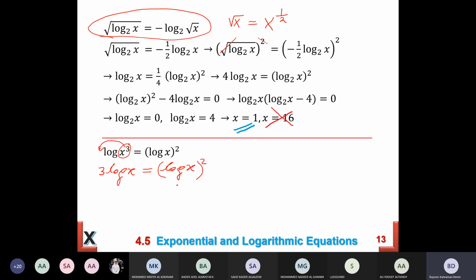All right. After that, you can move the 3 logarithm x to the other side and take the logarithm x as a common factor, just like what we did in the previous example. And you will see the solutions show up. And then please do not forget to check your solution.